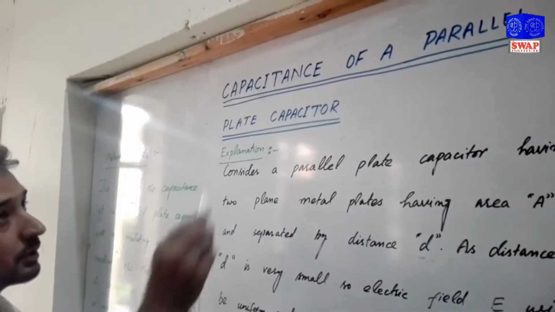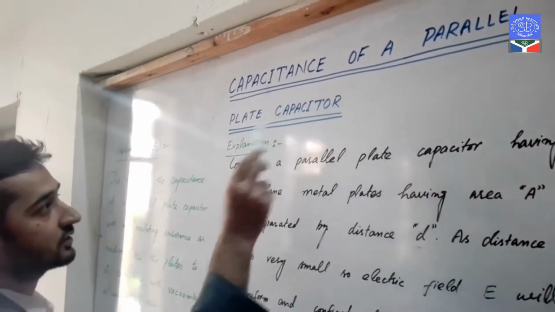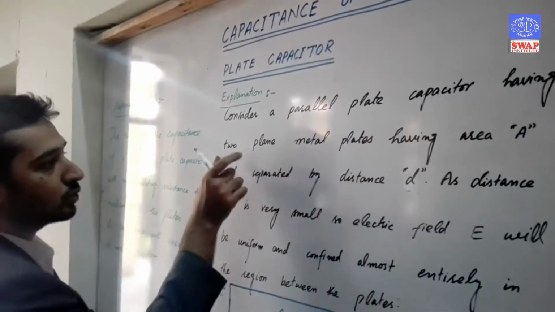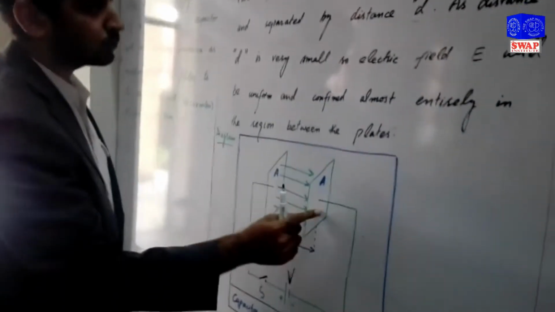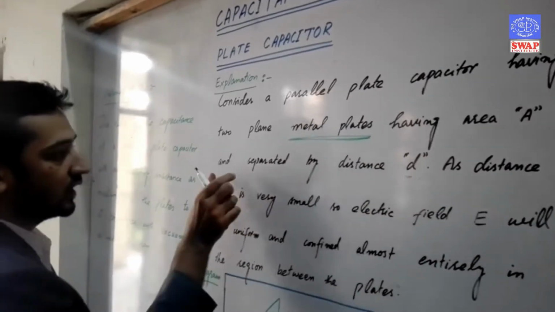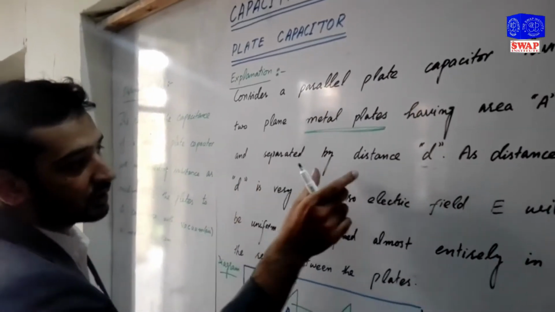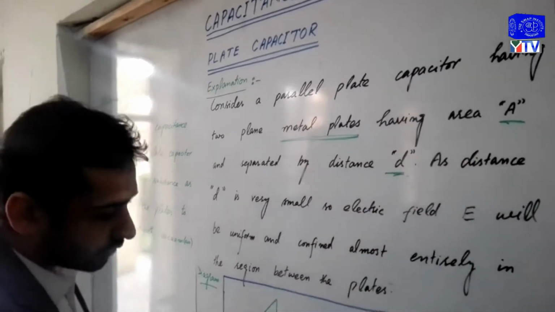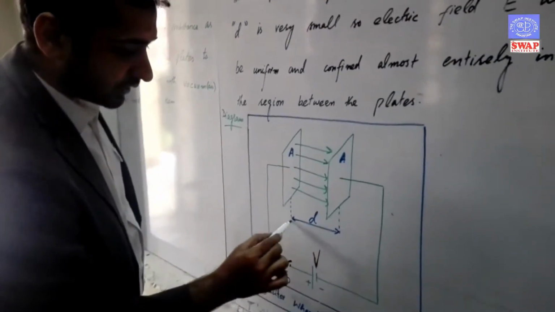Today our topic is capacitance of the parallel plate capacitor. The explanation: consider a parallel plate capacitor having two plates. These are two metal plates having area A and separated by distance D. This one is the distance and this one is the cross sectional area.